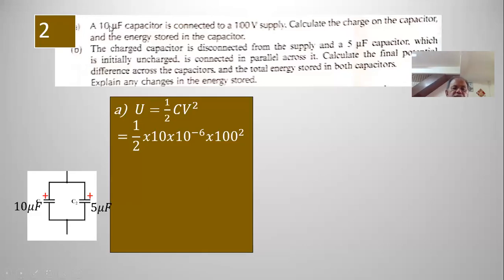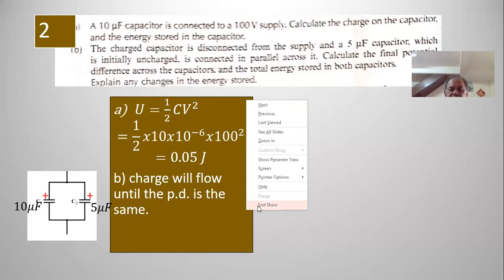Okay, so the first one is a 10 microfarad capacitor connected to a 100 volt supply. Calculate the charge on the capacitor and energy stored. Oh, so I calculated wrongly. I calculated the energy stored first, which is half CV squared. So this one, 10 microfarad, convert to SI unit. There's your half there. And then 100, you square that, get 0.05 joule.